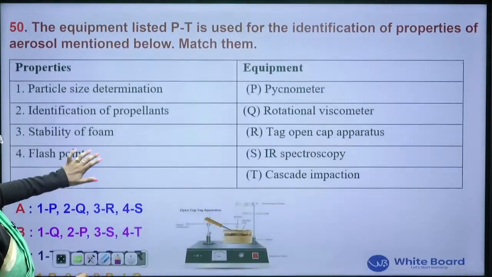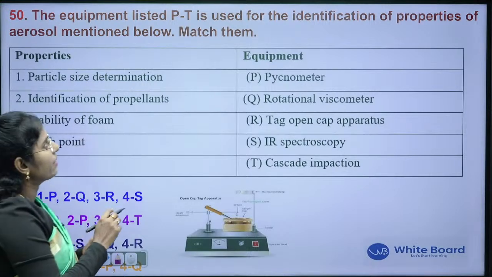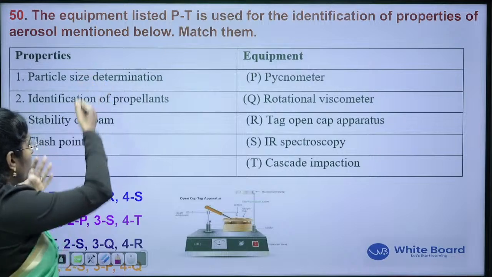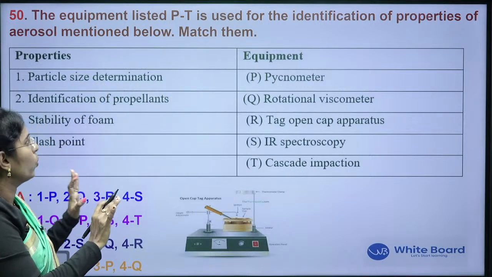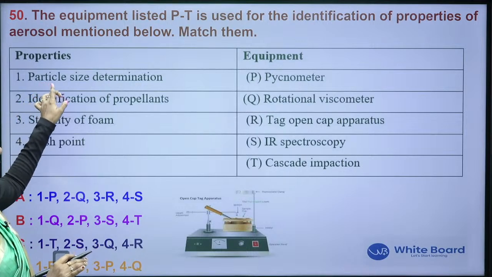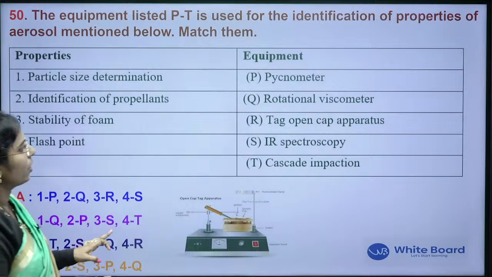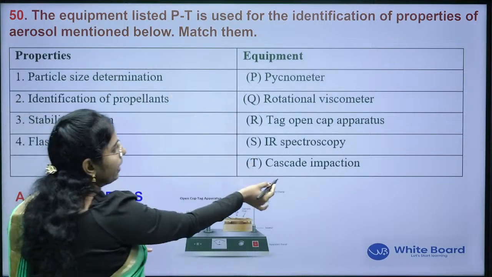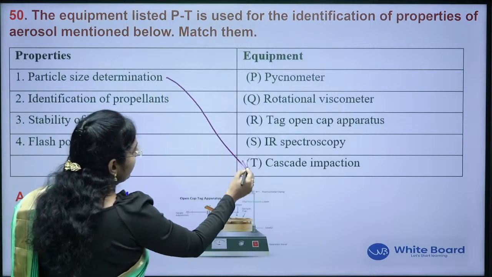So, coming to the next question. Here the equipment is listed. They have given the properties and the equipment. How are they going to identify this one? The first option is particle size determination. This particle size determination is done by cascade impactor.